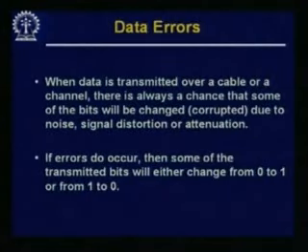Now, data errors. When data is transmitted over a cable or a channel, there is always a chance that some of the bits will be changed or corrupted due to noise, signal distortion or attenuation, etc. Many things may happen. For example, suppose you have a wireless channel and suddenly there is a burst of noise. Some of the data will get garbled. Similarly, the data may become very attenuated, maybe due to some loose contact somewhere, and then a 1 that was sent was not received that way, or maybe it was received as a 0.